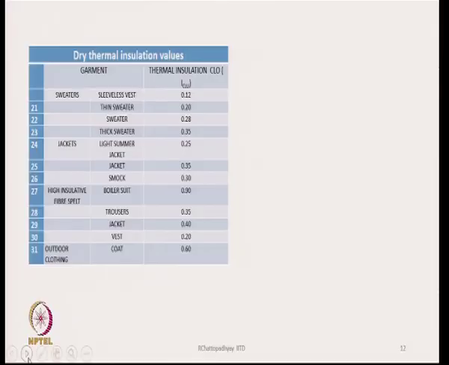Similarly, sweaters, jackets, values are given. Let us say a sweater, the clo value would be typically close to 0.28. Not much detail is given. Thin sweater 0.20, thick sweater is going to be 0.35. So, sweater has been classified into three categories: thin, normal and thick, and the values are 0.20, 0.28, 0.35.